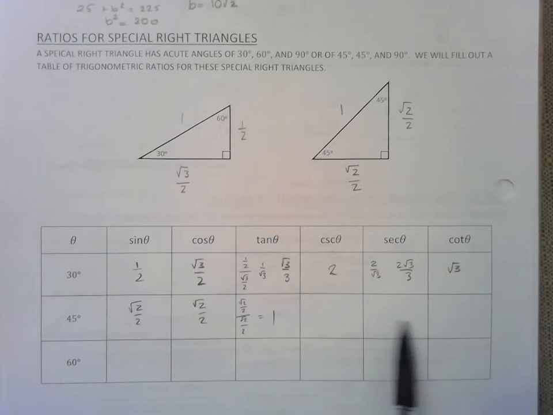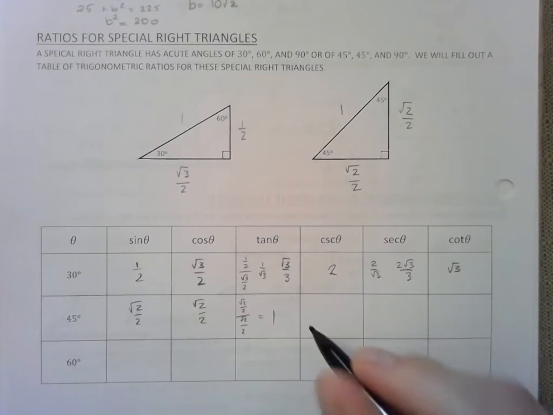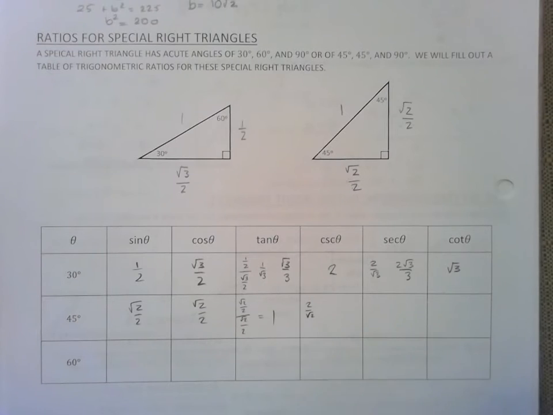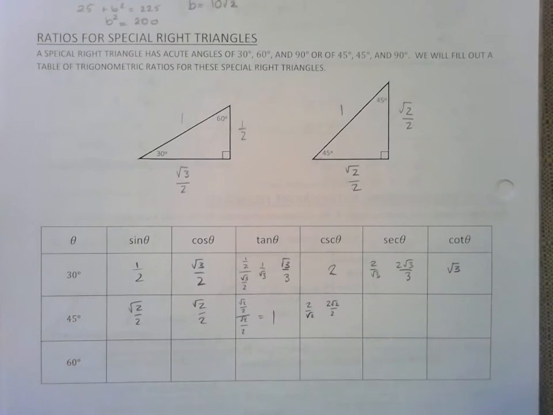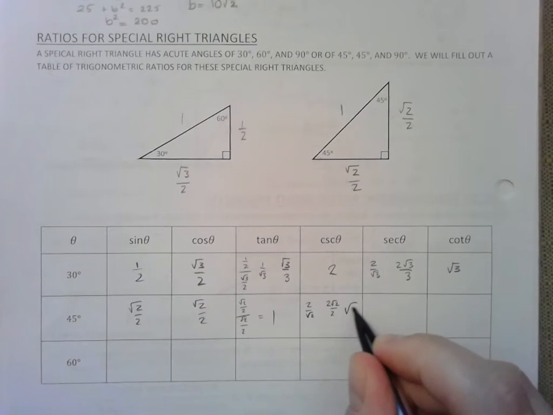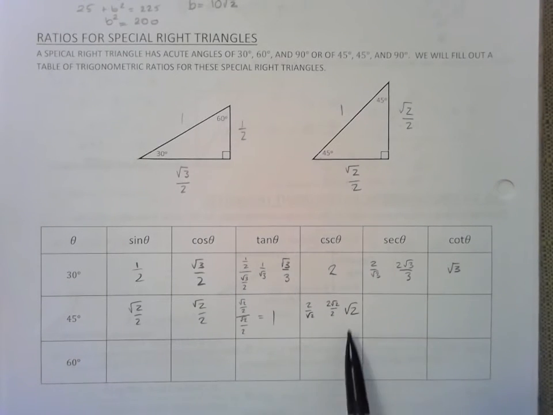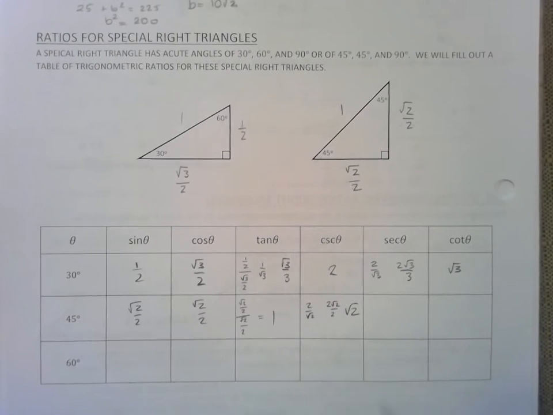Next, we're going to find the reciprocals of these three. So we have 2/√2. We're going to flip it over and rationalize the denominator. That's 2√2/2. But next we need to simplify by canceling these 2's. We get the square root of 2. This is our best and final answer, that the cosecant of 45 degrees is √2.